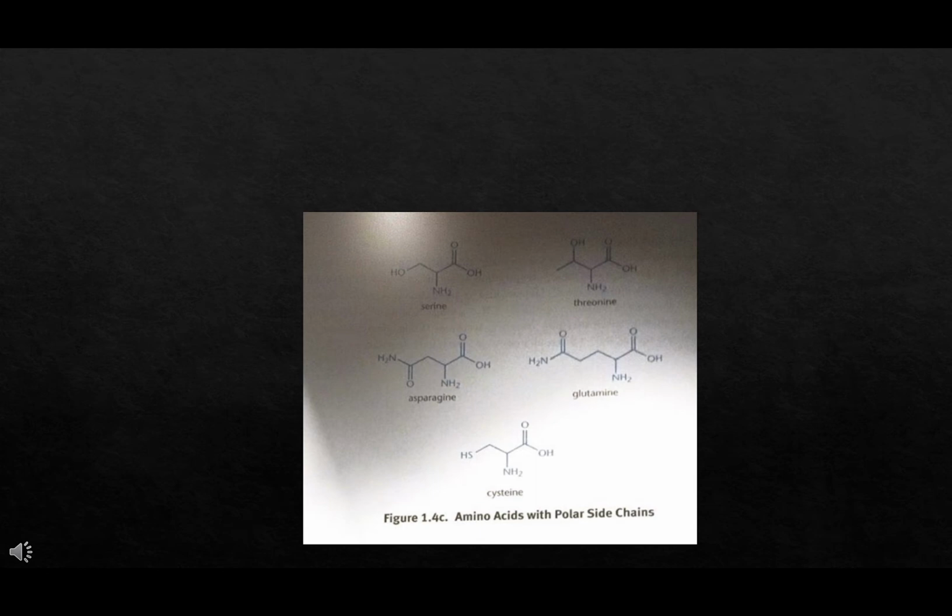The last amino acid with a polar side chain is cysteine, which has a thiol, SH, group in its side chain. Because sulfur is larger and less electronegative than oxygen, the SH bond is weaker than the OH bond. This leaves the thiol group in cysteine prone to oxidation, a reaction we'll study later in this chapter.